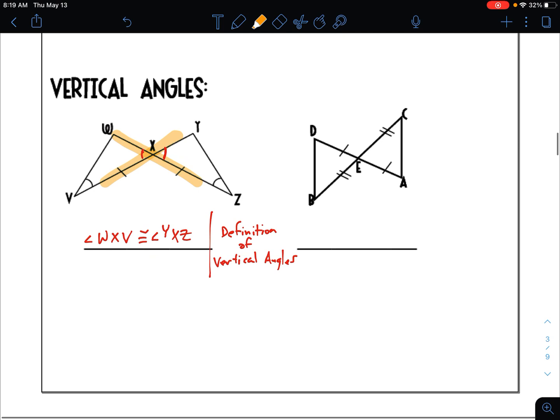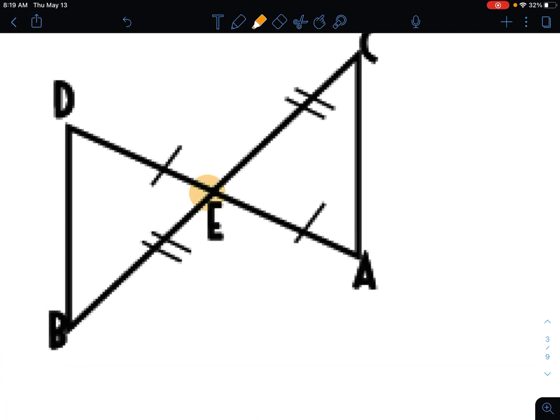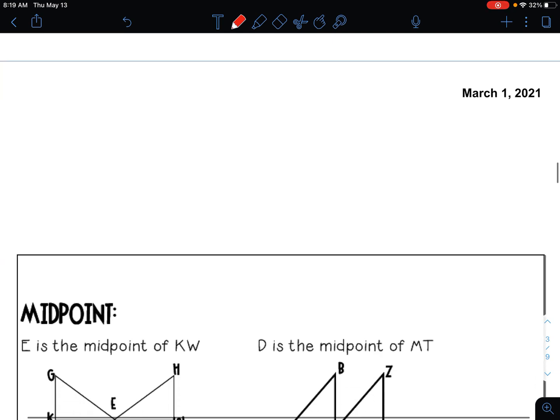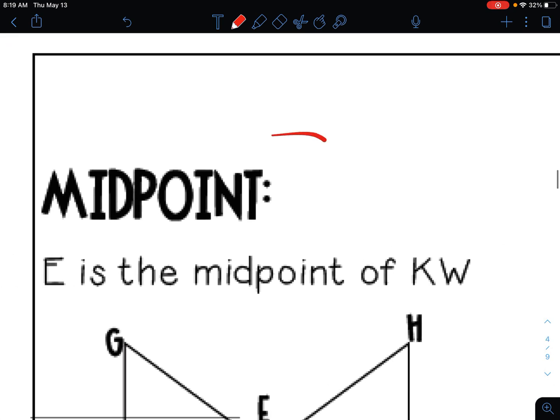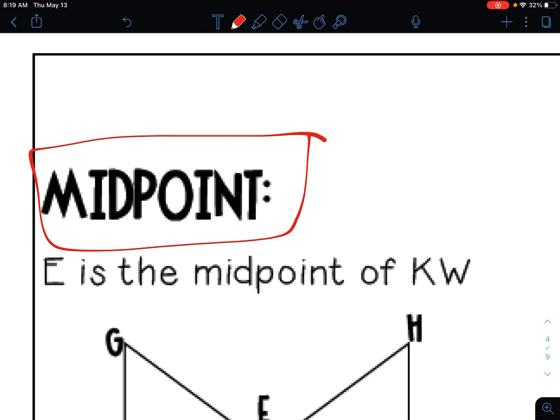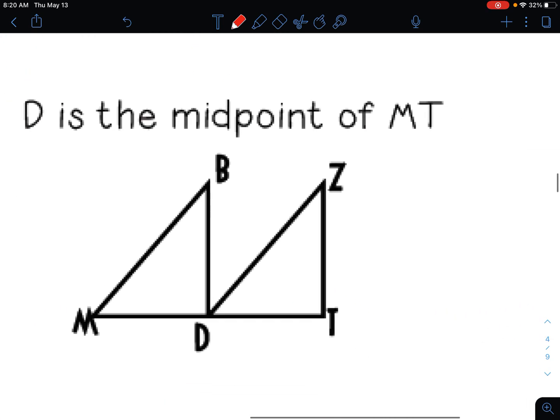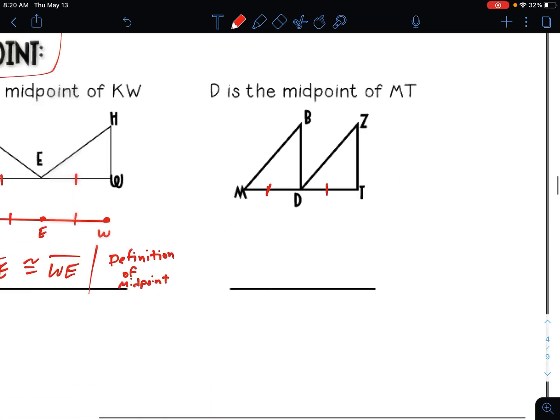Anytime the triangles are forming an X and they are connected at the tip of the triangle, we have vertical angles. If it says something about midpoint, we are going to use that concept. If it gives you something as the midpoint, we know that's smack dab in the middle. So if E is the midpoint, I know that this distance here is equal to this distance here. Same thing, D is the midpoint, I know this distance and this distance are going to be the same.